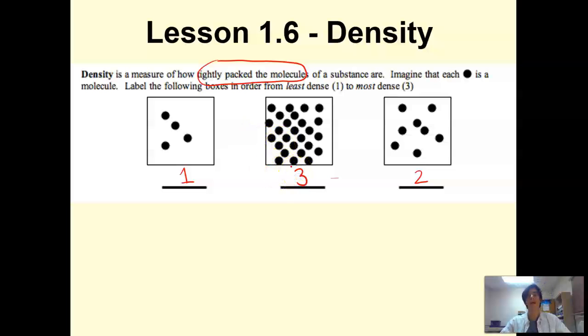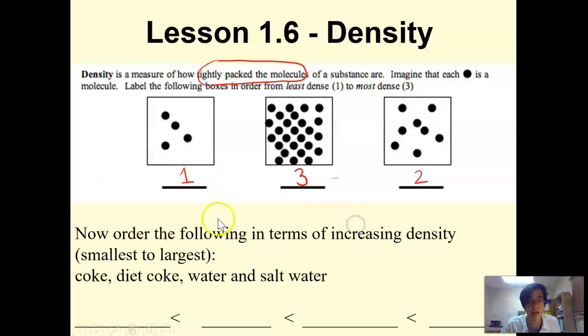So we want to remember that every substance is made up of molecules, right? And how those molecules interact with each other determines the characteristics of that substance. So let's look at this right here. Order the following in terms of increasing density, smallest to largest, okay? We've got Coke, Diet Coke, water, and salt water, and this is a summary of what we learned from our lab demonstration today.